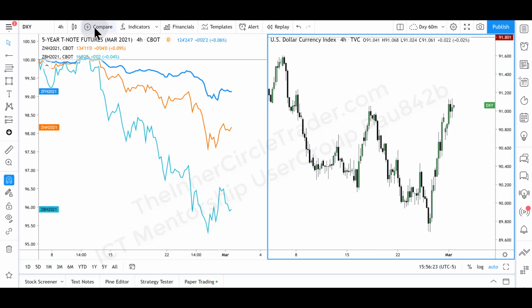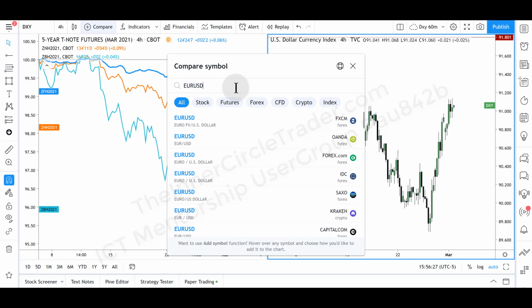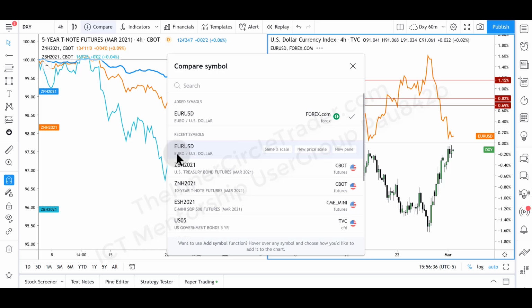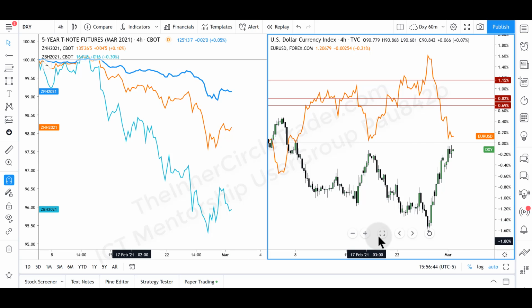You're going to click on compare, and you'll add euro dollar. Don't hit return. Make sure you're grabbing the right one, forex.com. See it right there? That's the one we want. Okay, so that's overlaid. And you can see, let me make it bigger.